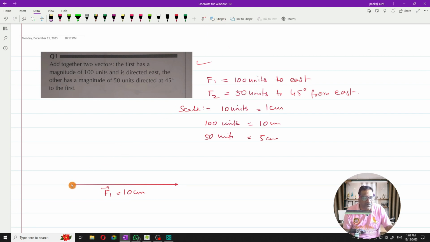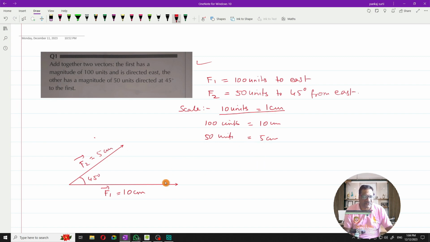Now I'm going to draw a vector at 45 degrees, and this is just a rough sketch. Let this be that vector. With the protractor, I am going to measure this 45 degrees and draw this vector, and this is my vector F2, and I will take it as 5 centimeters. Because the magnitude of this is 50 units, and according to the scale that we have taken, 10 units is 1 centimeter, so 50 units will be 5 centimeters.